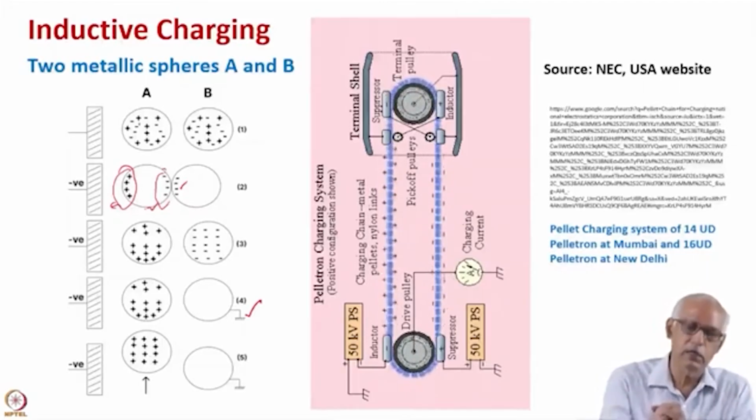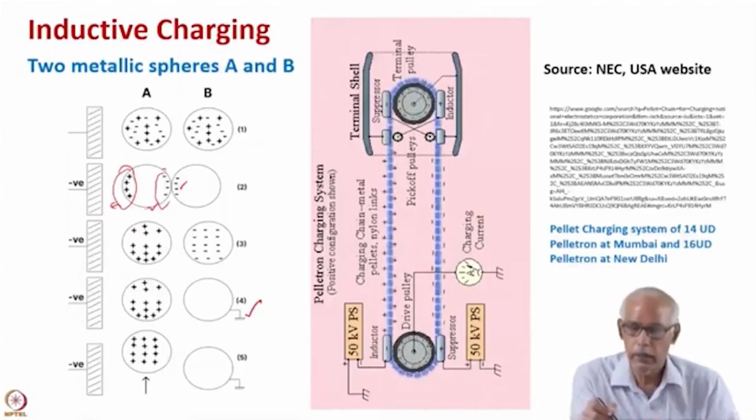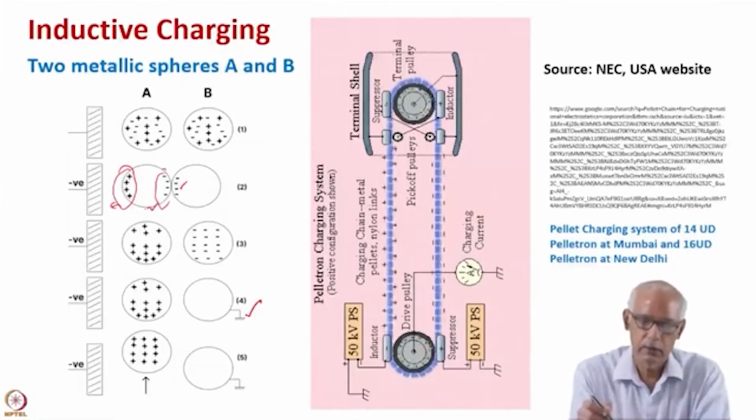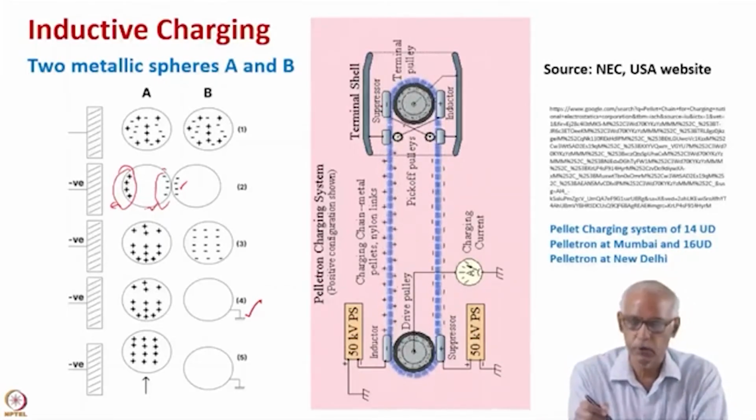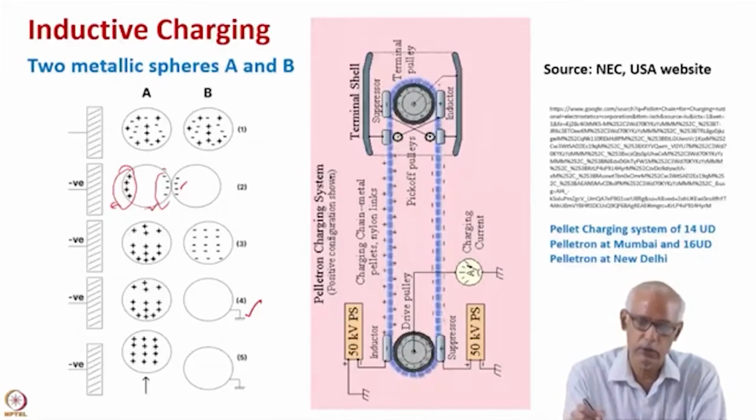This positive charge will go to the high voltage terminal, and in the terminal there is a pickup pulley here, and above that there is a suppressor. So this pickup pulley will pick up some positive charge, and it is connected to the second inductor. Here you can see the inductor. As a consequence, this second inductor will get slightly positively charged.